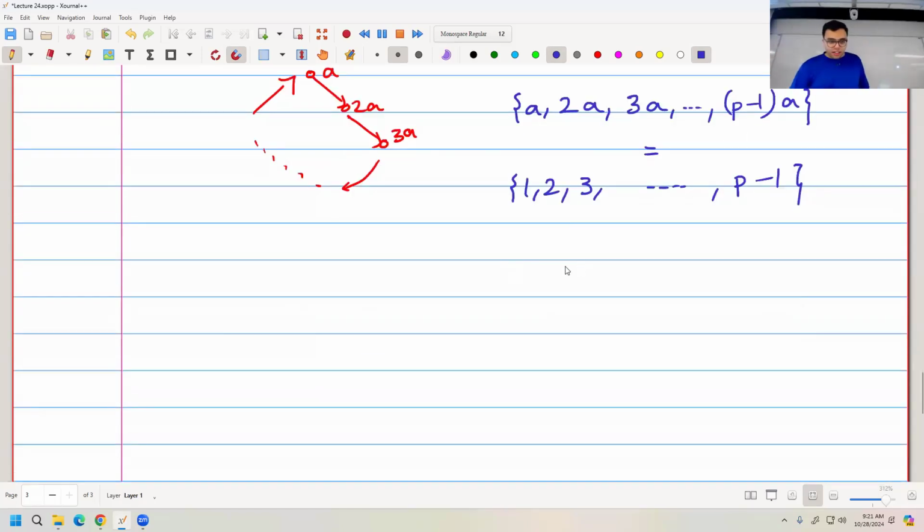Okay. Again, let's look at a simple example. Let's say P is 5, and let's say A is 4. I'm going to start with 4. 4 plus 4 is 8. That's 3 modulo 5. 3 plus 4 is 7, which is 2 modulo 5. Then 2 plus 4 is 6, which is 1 modulo 5. And 1 plus 4 is 5, which is 0 modulo 5. And then 0 plus 4 is 4 again.